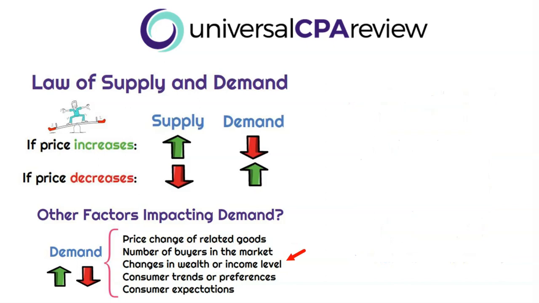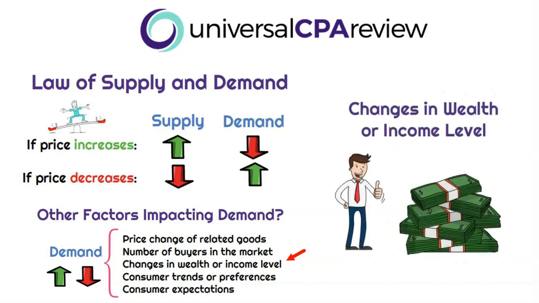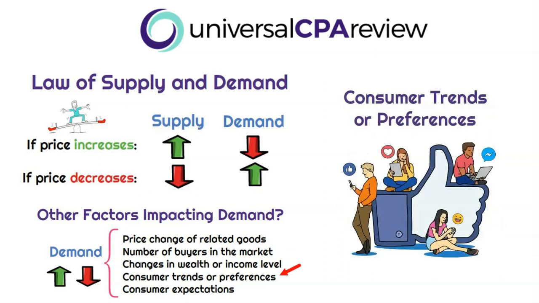Changes in wealth or income level can also increase or decrease the demand of a particular product. If the overall wealth in the market increases, all of a sudden we can afford more expensive products, so that could impact the demand for whatever product we're looking at. How about consumer trends or preferences? We've seen how marketing or influencing can make a product very popular, or it can also make it very unpopular. So that can artificially shift demand as well.